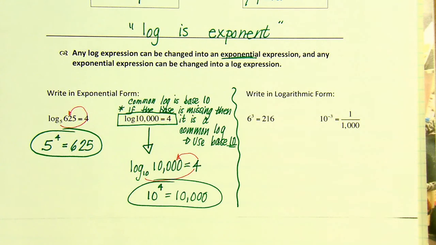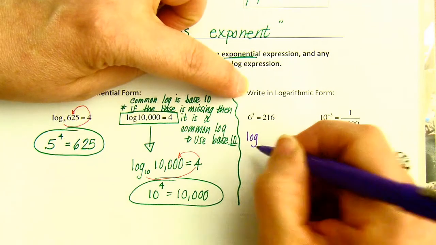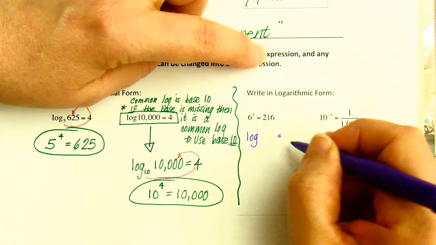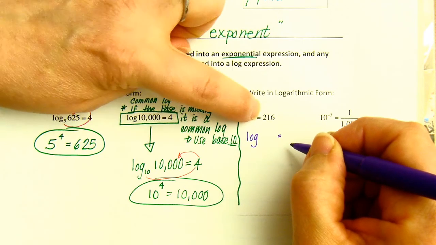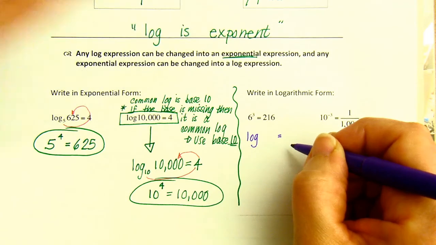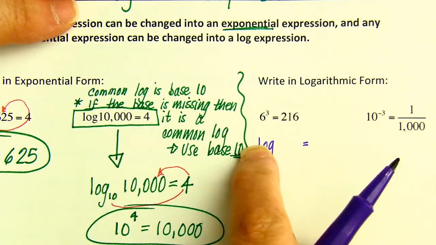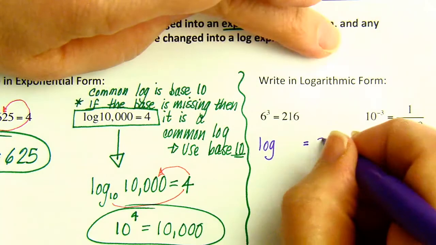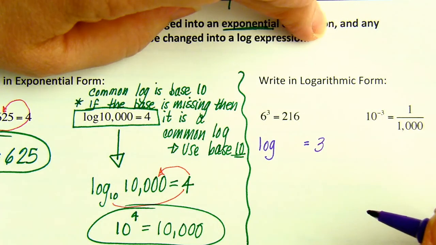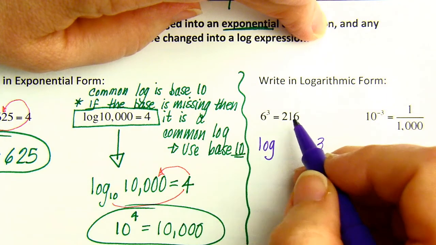Now we're going to go backwards. We're going to take it from exponential form and write it in logarithmic form. Log is exponent. Well, what's my exponent? This is 6 raised to the power of 3 equals 216. Since I know log is exponent, the exponent is 3, so I'm putting the 3 there. What is the base? The base is 6.